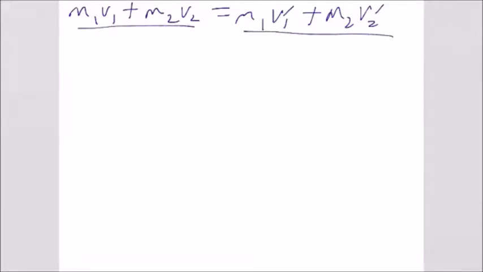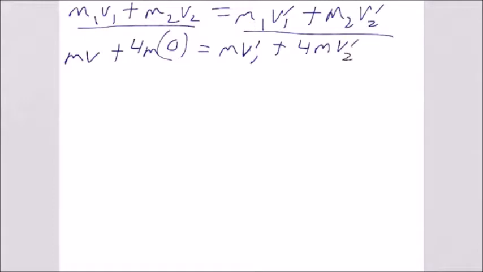Now let's plug in what we know. The mass of the first object was just m, and the initial velocity of the first object was just v, plus the mass of the second object was 4 times m, and its velocity was 0. That's equal to the mass of that first object times its final velocity, which we don't know, plus the mass of the second object, 4m, times its final velocity, which we also don't know. All right, we can simplify out this term since there's no initial velocity for that one, so let's just erase that. We don't need that term. And that leaves us with this equation so far.